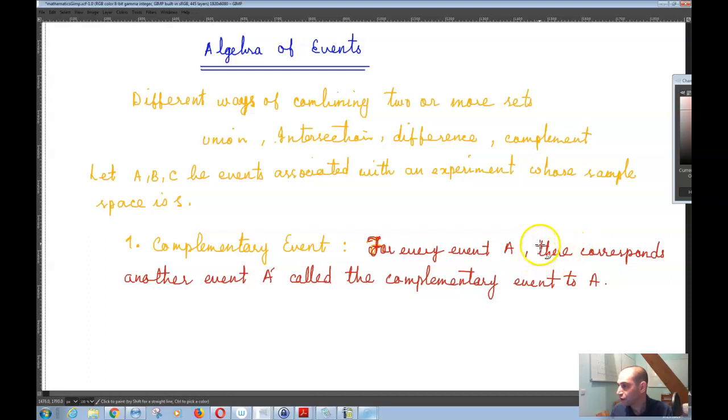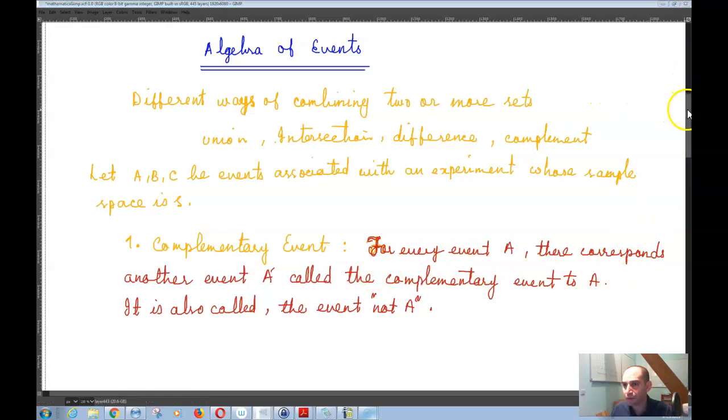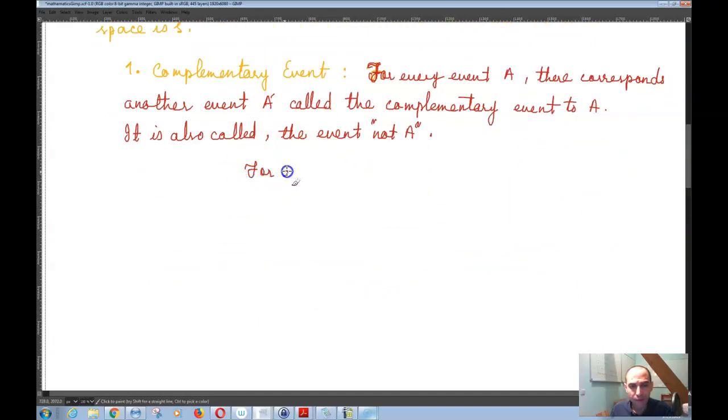It is also called the event not A, which is something that we worked with in the previous chapter, in the review that we did. For example, take the experiment of tossing 3 coins.